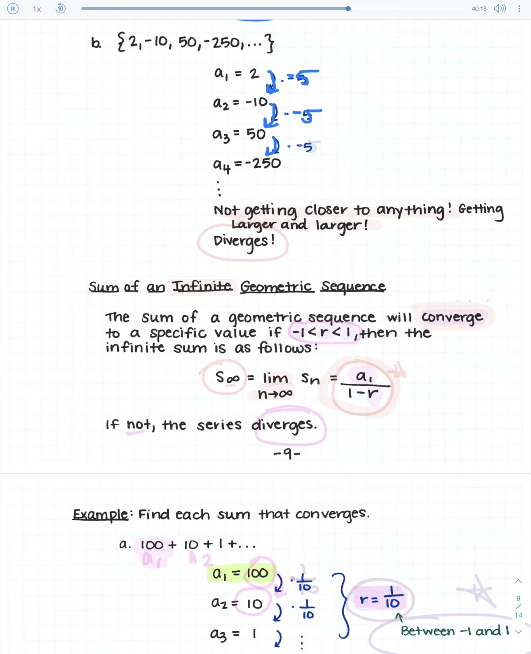And another -5, and we'd keep on going, and we get bigger and bigger numbers that alternate between positive and negative. It doesn't matter that they're alternating. What matters is the numbers are getting bigger and bigger. They're not getting closer to anything. They're just getting larger and larger, which means that they are diverging.